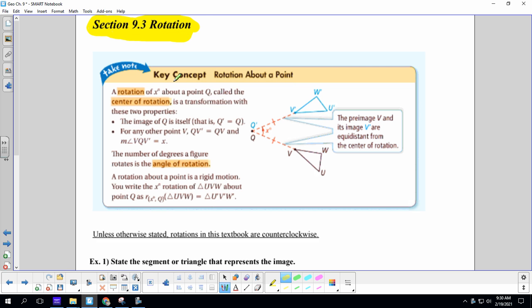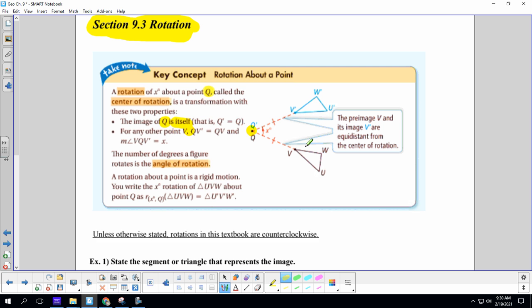The first thing we're going to look at is rotation about a point. A rotation of x degrees about a point Q, called the center of rotation, is a transformation with these two properties. The image of Q is itself. So if you're not moving Q, it's staying where it is.